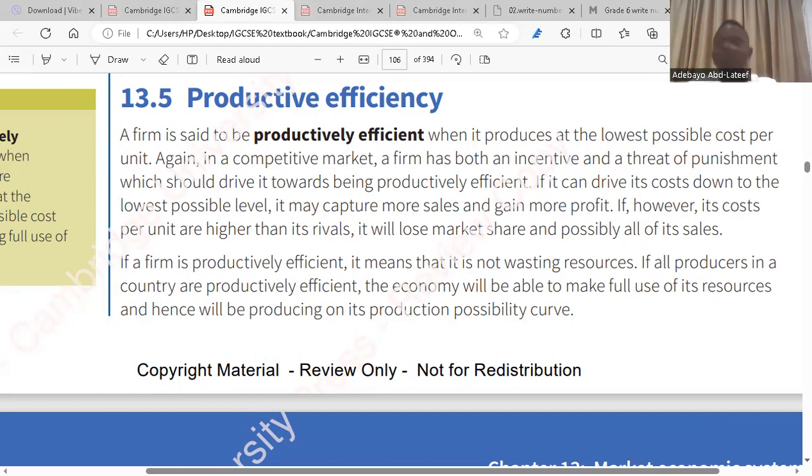There's productive efficiency, which means in that industry, all the firms should be productive efficient. So if you are not productive efficient, it is your problem. It means you are not doing it right. Yes. Or what are you trying to say?